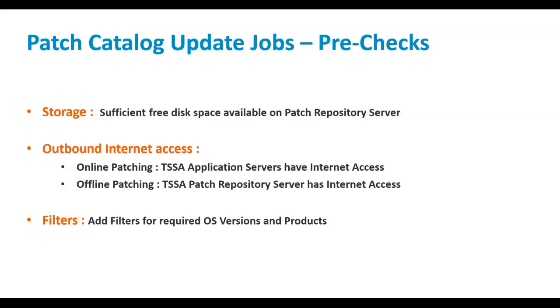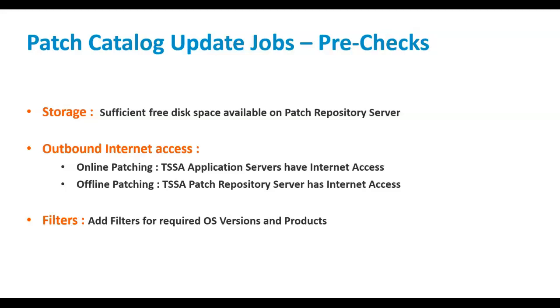Based on the catalog mode, we need to ensure that we have outbound internet access. For example, for an online catalog update job, we need internet access on the application servers. For offline catalog update jobs, we need internet access on the patch repository server.